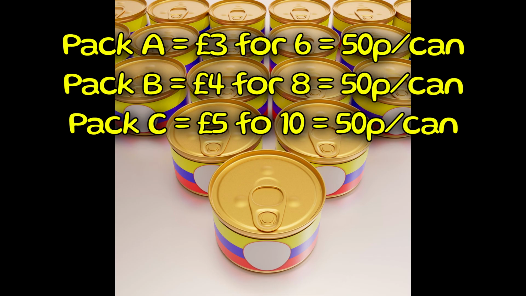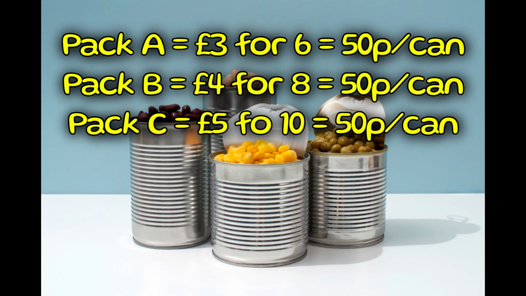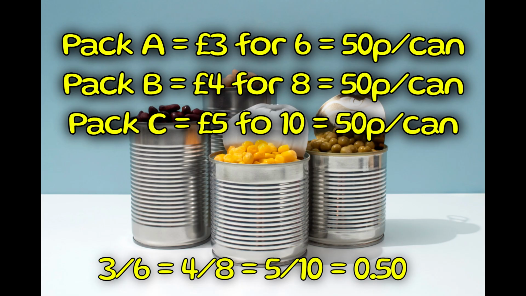Example 1. Pack A. £3 for 6 cans, that's 50 pence per can. Pack B. £4 for 8 cans, also 50 pence per can. Pack C. £5 for 10 cans, still 50 pence per can. Just like 3/6 equals 4/8 equals 5/10 equals 0.50.